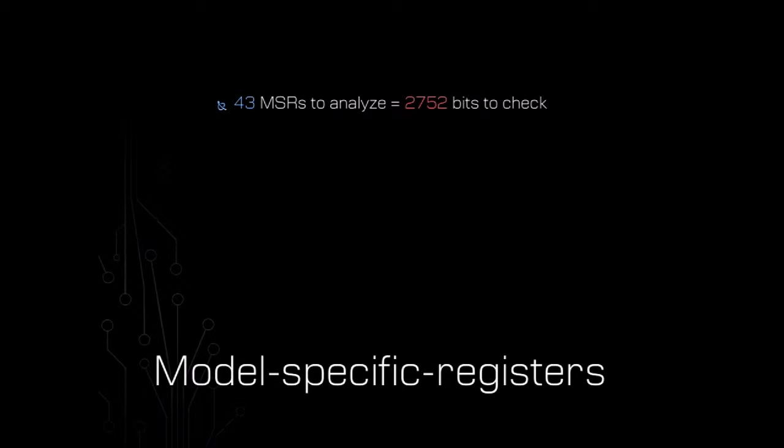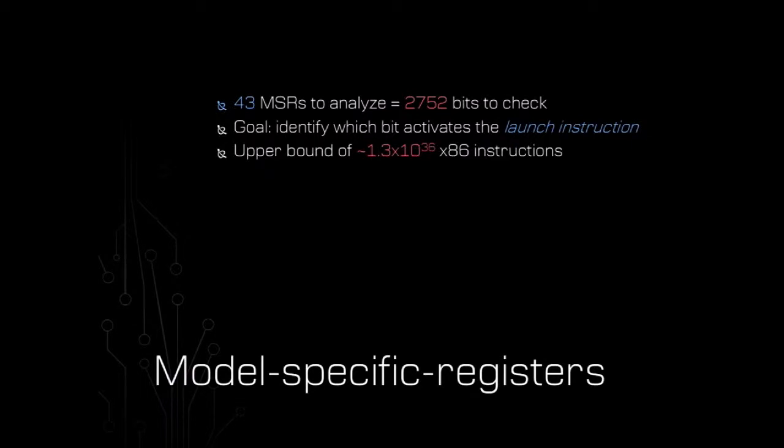The problem is 43 MSRs is still 2752 bits to check at 64 bits a piece. That is a lot of bits to sift through. I want to find one bit that activates this launch instruction, this new x86 instruction, but that's too many bits for me to go through by hand, especially when you consider the magnitude of the x86 instruction set. So theoretically, one of these bits enables a new x86 instruction.